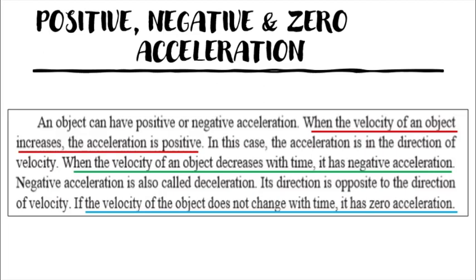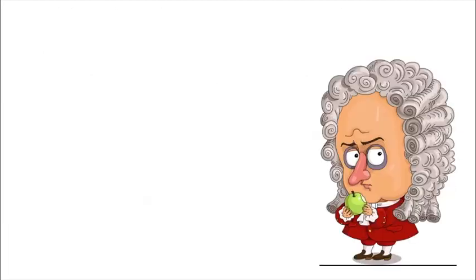So students, in this video, we learned about uniform linear motion, non-uniform linear motion, acceleration, uniform acceleration, non-uniform acceleration, and positive, negative, and zero acceleration. In the next video, we will be learning how to make different graphs of uniform and non-uniform linear motion and acceleration. I hope you all understood.